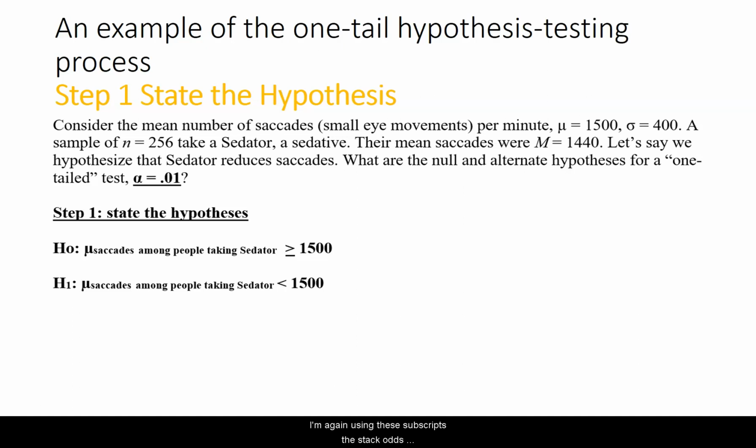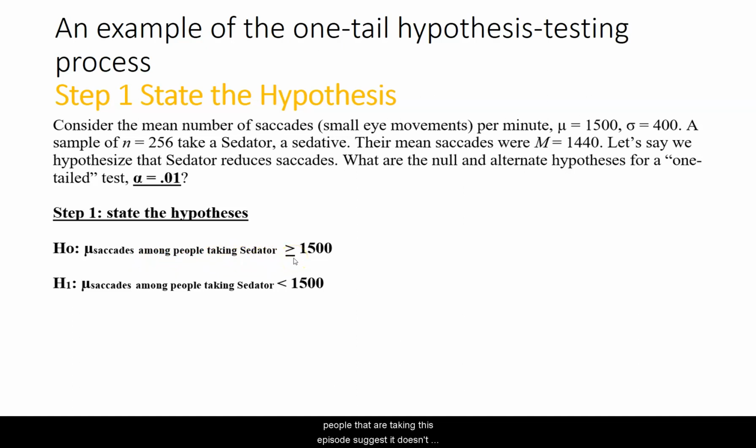I'm again using these subscripts, the saccades among people that take Sedator. I want to start with my alternative or research hypothesis, which would say that it lowers away from the default 1,500. So for the people that take this silly drug, it lowers their number of saccades away from the 1,500. Can I then state the opposite for the null hypothesis? Sure. And what's the opposite of lower than? Greater than or equal to. And again, for the sake of completeness, we're including the greater than or equal to. But that's the number of saccades among people that are taking the Sedator.